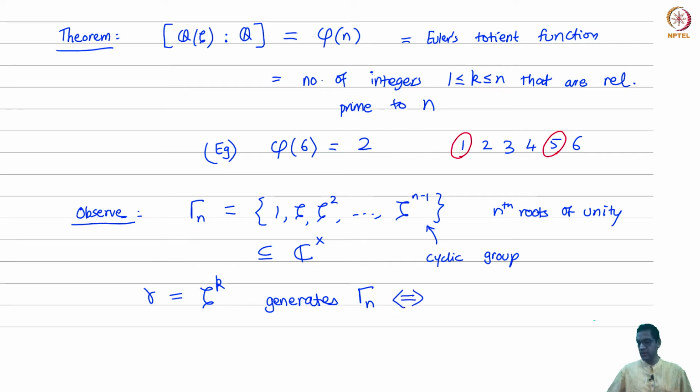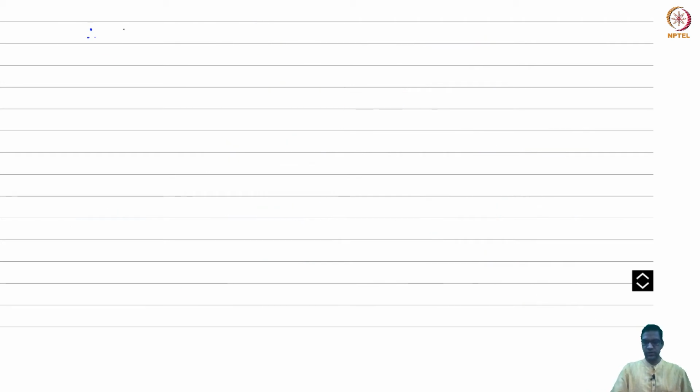What does that mean? Well, recall, when does an element zeta power k generate the cyclic group? This can only happen if k and n are relatively prime. This is just from our usual knowledge about cyclic groups. And so what does that mean? It says that in fact there are exactly phi of n generators for this cyclic group. Therefore there exist phi of n generators for this cyclic group gamma.